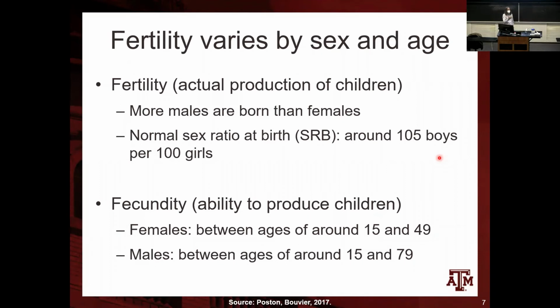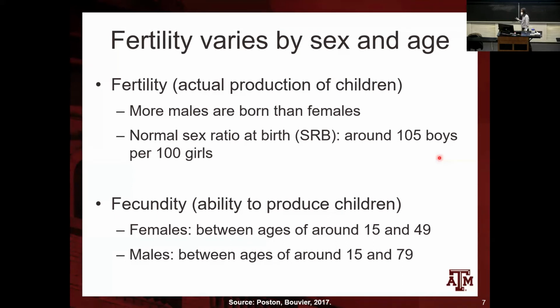Fecundity is the ability to produce children. As a woman or a man, do they have the biological characteristics to be able to produce children, or are they infertile, right?